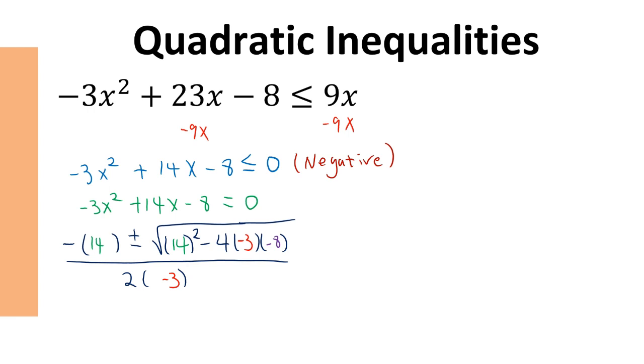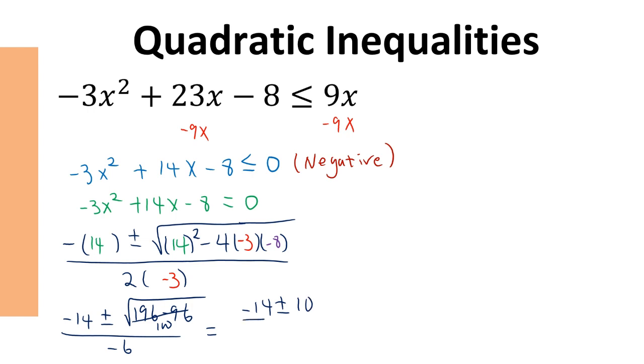Now we're going to simplify this, so we have negative 14 plus or minus square root of 14 squared is 196. Negative 4 times negative 3 is 12, times negative 8, so that's negative 96, over negative 6. This is the same thing as negative 14 plus or minus 196 minus 96 is 100, and the square root of 100 is 10.